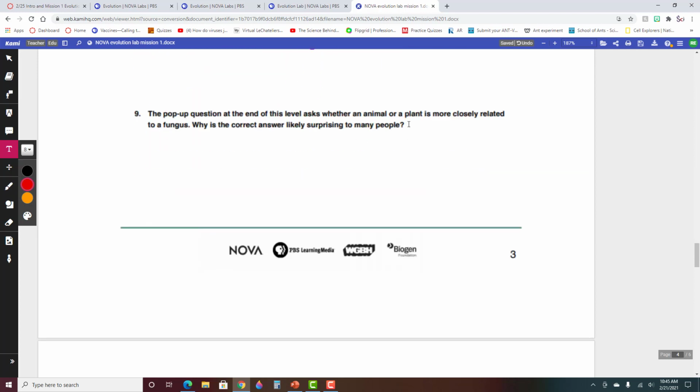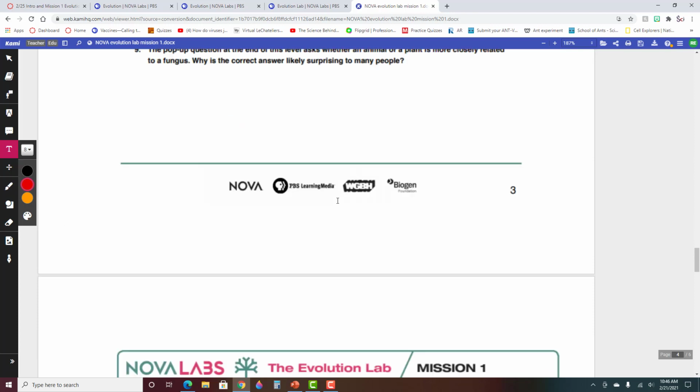Pop-up question at the end of the level asks whether an animal or a plant is more closely related to a fungus. Why is the correct answer a little surprising to many people? So when you think of a fungus, you think of something that grows in the ground, like plants do, and funguses don't move, like plants. So you would think that funguses and plants are more closely related since they seem to live very similar lives. But they're not, because fungi eat and plants do photosynthesis. And so that's kind of surprising to a lot of people, that mushrooms are actually more closely related to you than they are to plants. But you can type out your answer there.